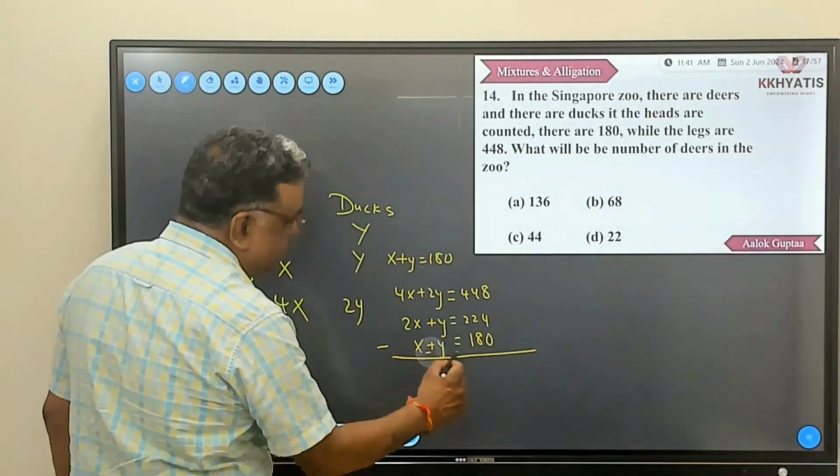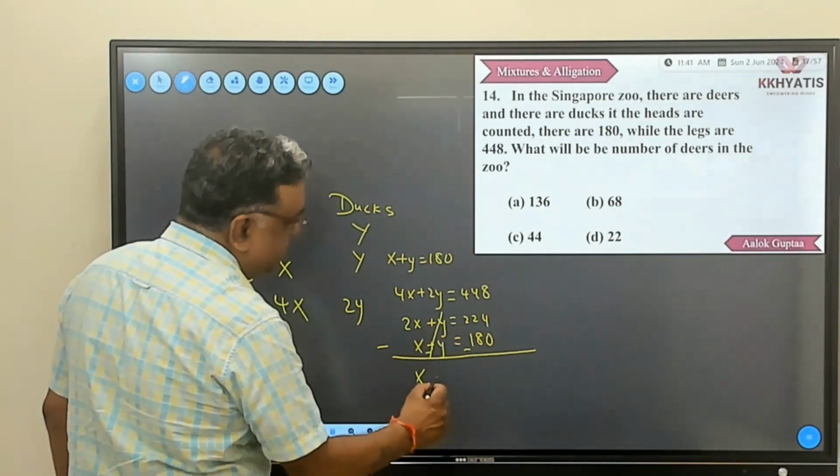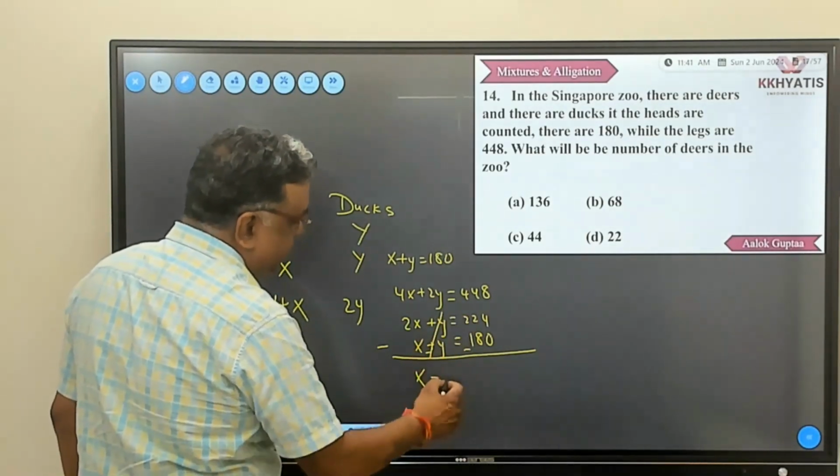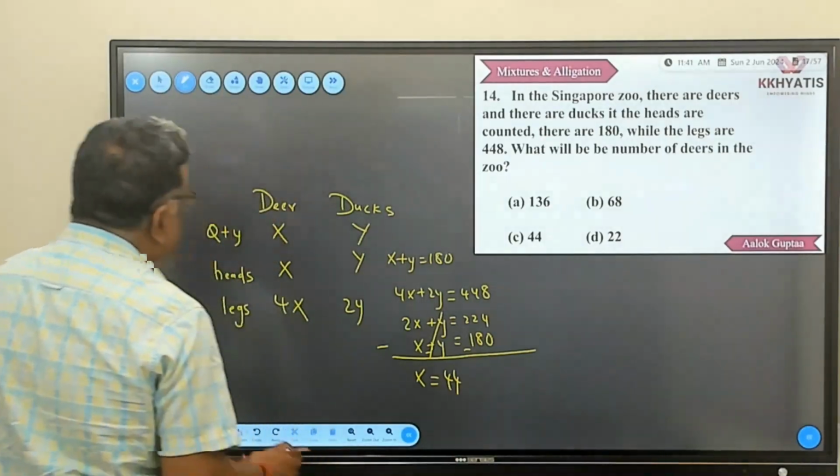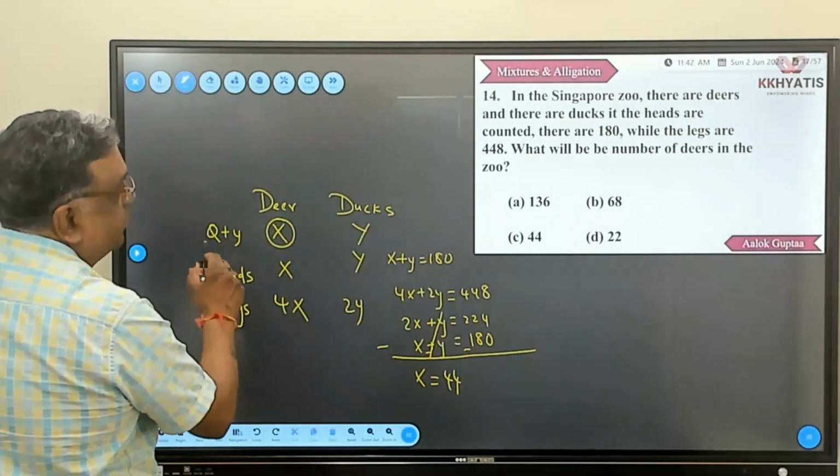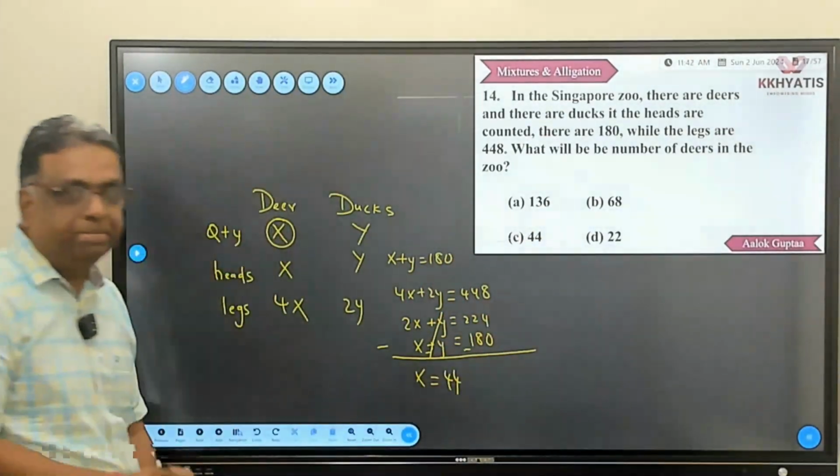Simply solve it simultaneously. X will be 44 and Y will be 136. So this is what I have been asked: the number of deers, 44, is the answer. Correct.